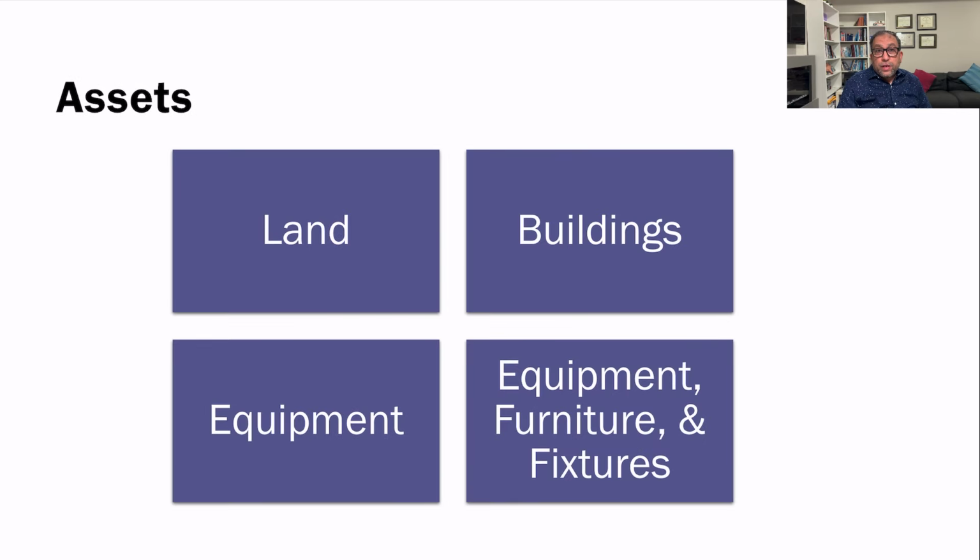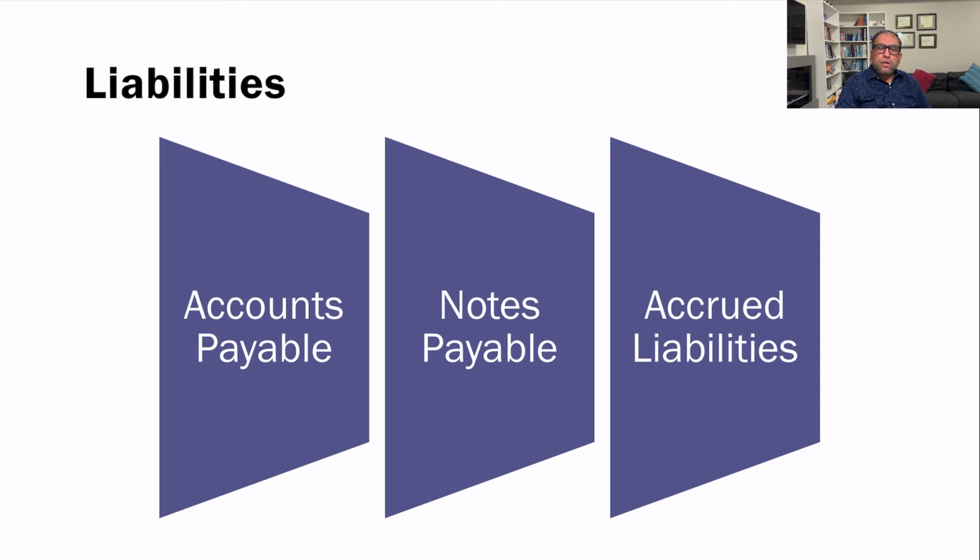The fixed assets, there are some assets which we report as fixed assets or long-term assets, and one of the assets which we use to report as a fixed or long-term asset is land. The businesses report whatever land they own. Buildings, equipment, furniture and fixtures. So these are the different heads of assets in which we report different fixed assets.